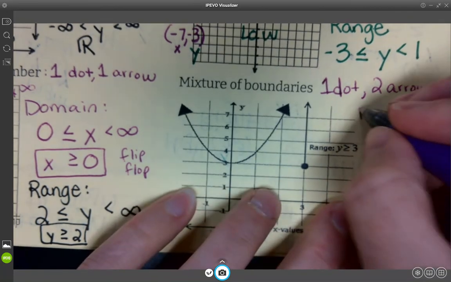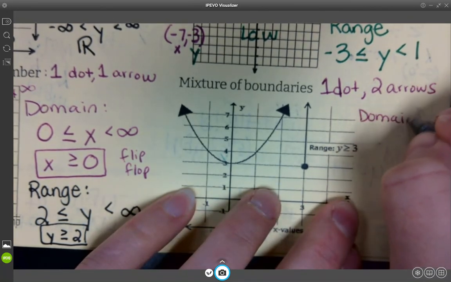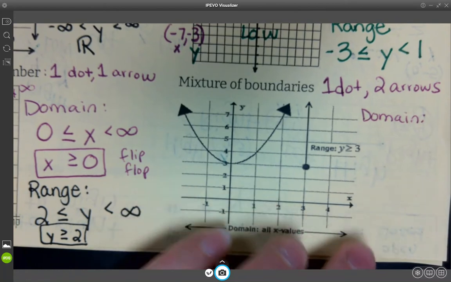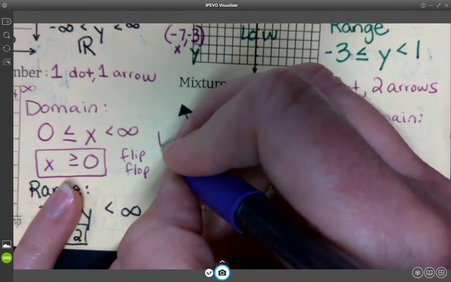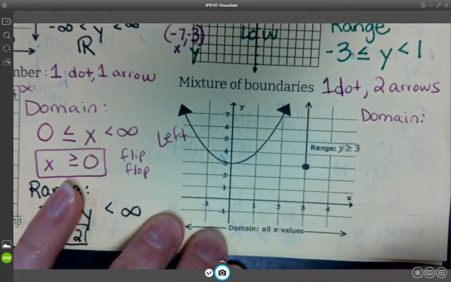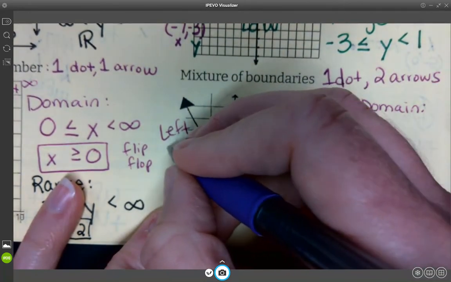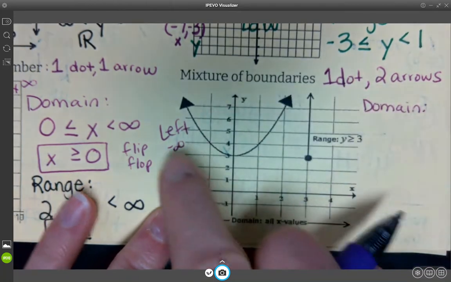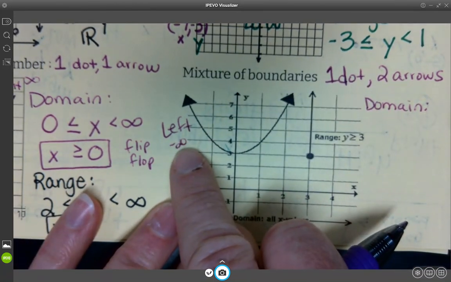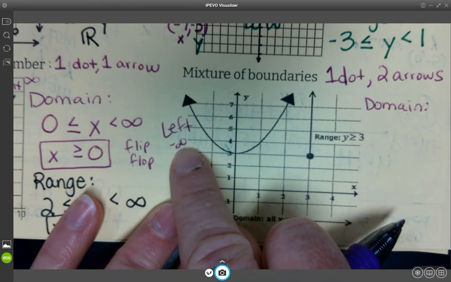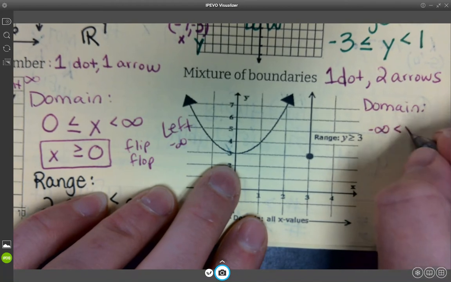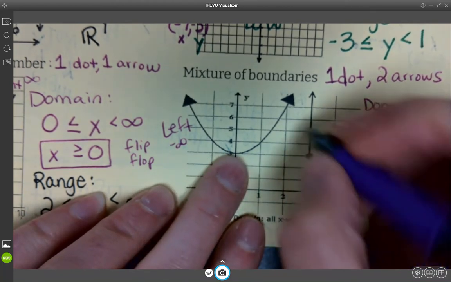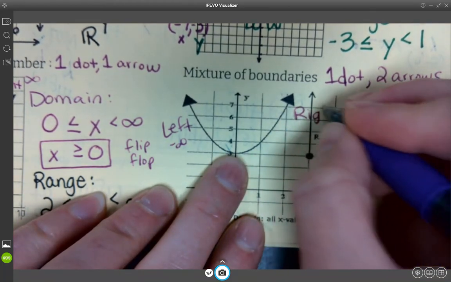Okay, so let's do domain. So left, right. How far left is it going to go? Negative infinity, because it's going to the left. Left is a negative direction. So it's going to be negative infinity less than x. And how far right? Yep.